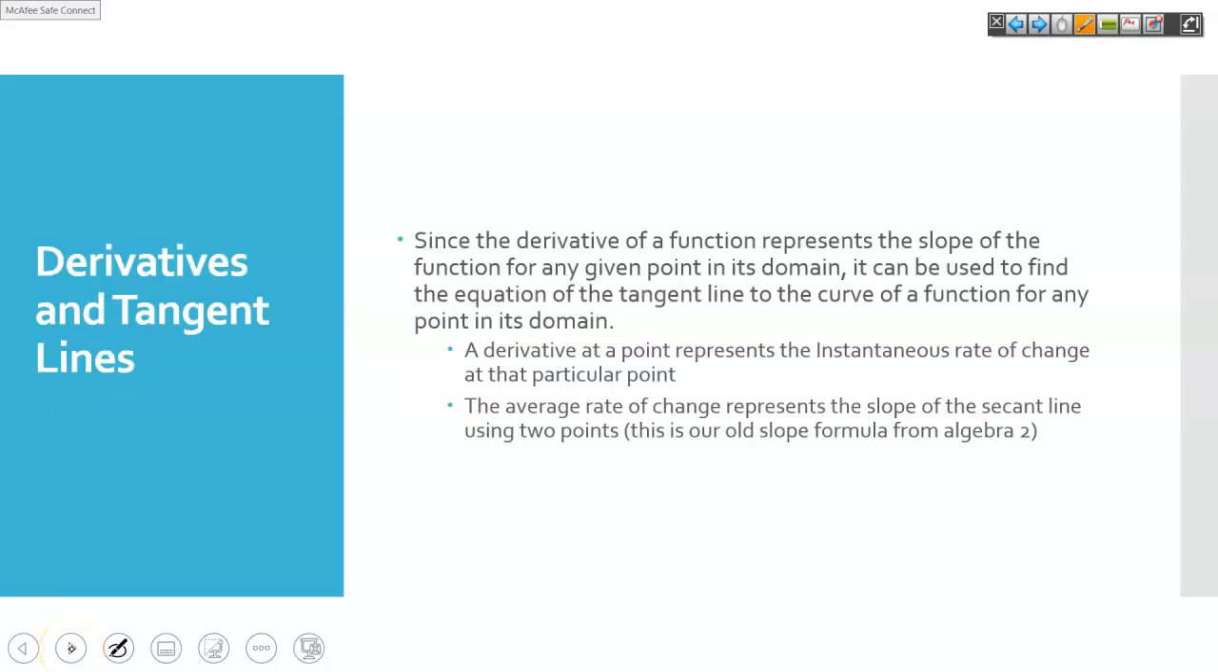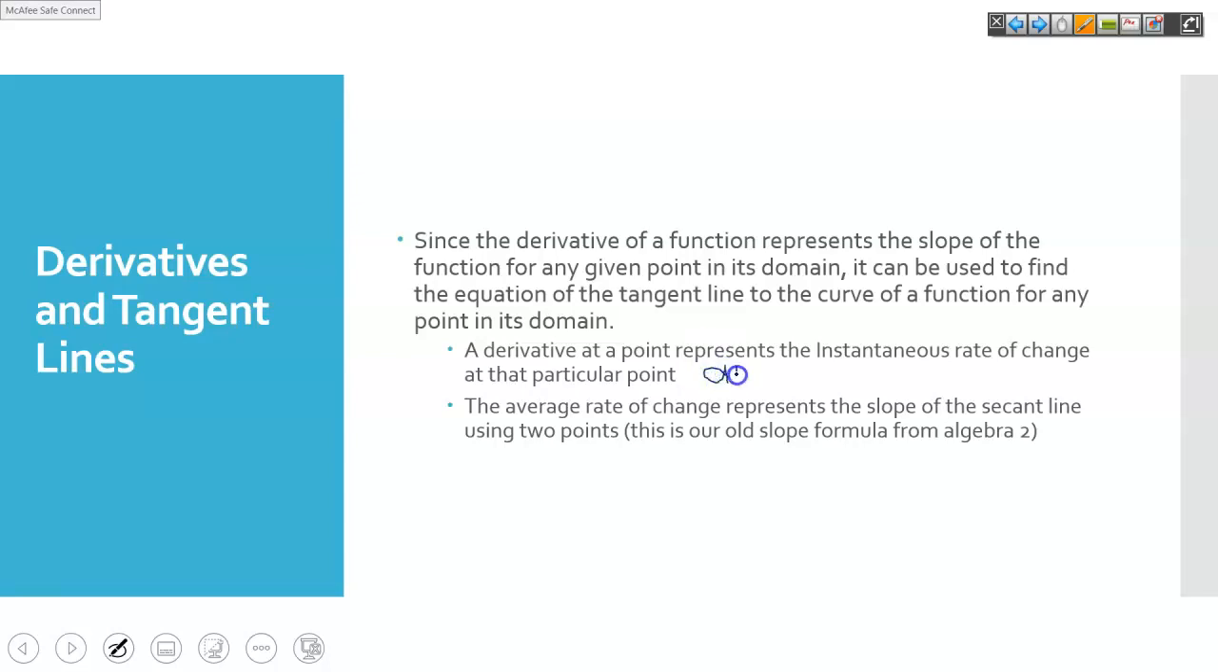Since the derivative of a function represents the slope of that function, this is what I was getting to. We really have derivatives and tangent lines coming back into play. A derivative at a point represents the instantaneous rate of change at that particular point. The average rate of change represents the slope using 2 points. That's our old slope formula. So a derivative represents instantaneous rate of change.